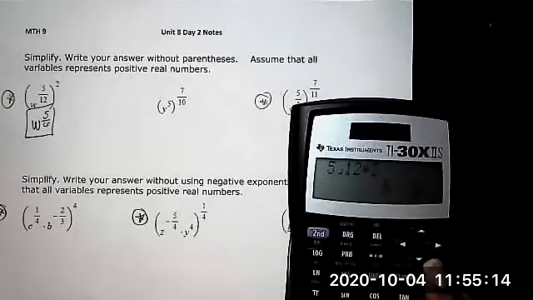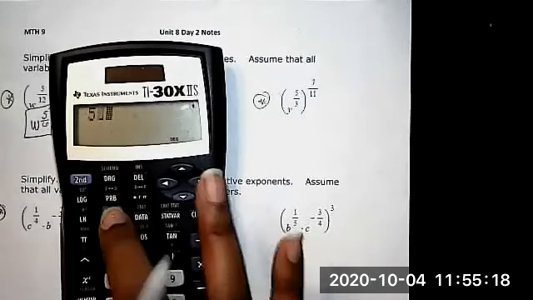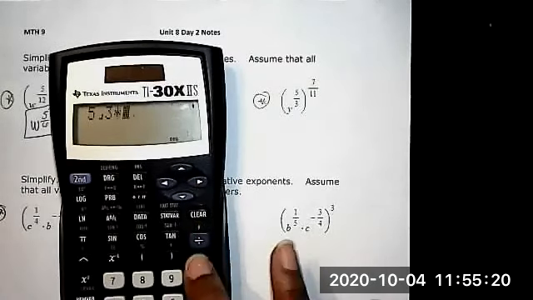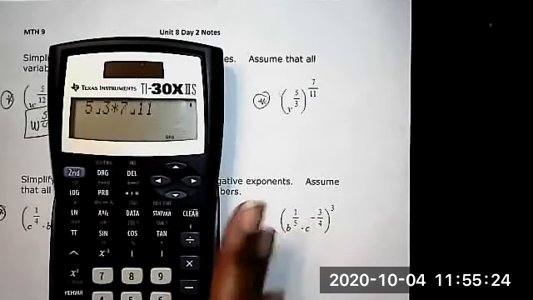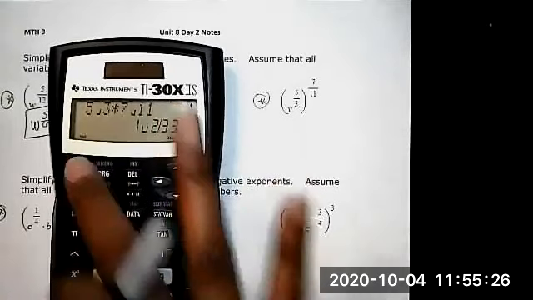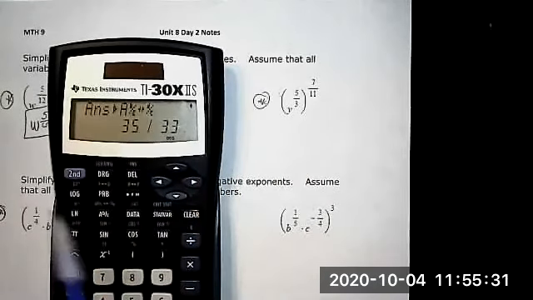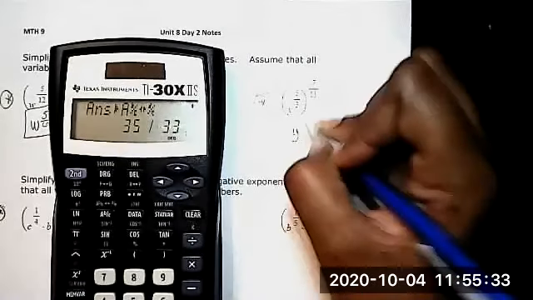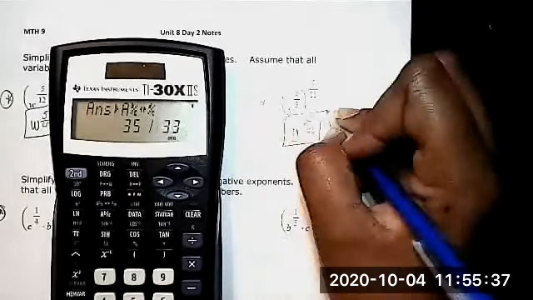Same thing here, 5/3 times 7/11. Okay, push enter. I don't want that nasty one. Second, and then my ABC, and I get 35 over 33. So I'm going to say Y to the 35 over 33 is my answer there.